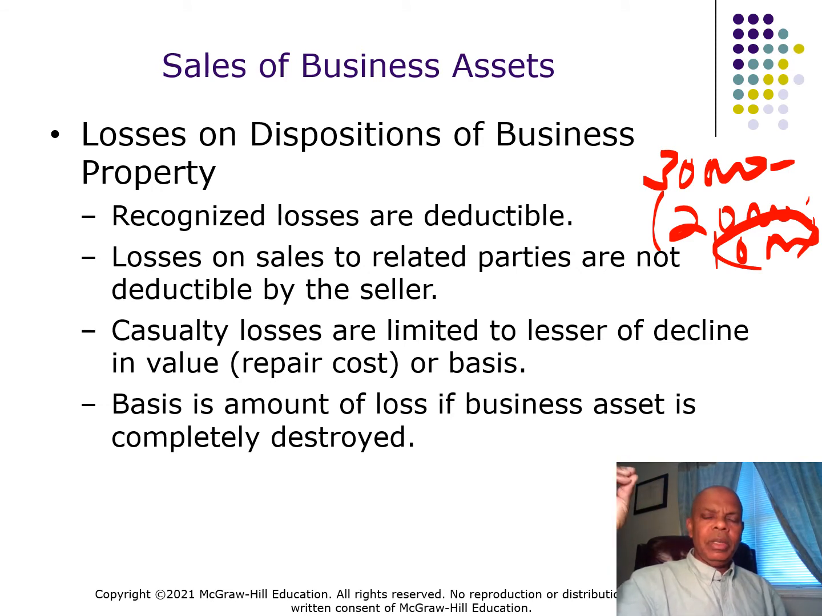If an owner wants to get that asset for himself or herself, they might say, okay, the company is going to sell it to him at a very, very low price, and the company can claim the loss. That's why we don't allow it. If it's not a real arm's-length transaction, the IRS doesn't allow the loss deduction. Okay, casualty losses are limited to the lesser of the decline in value or basis. Casualty losses, small losses here and there.